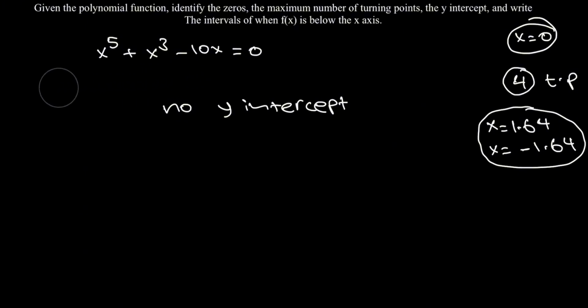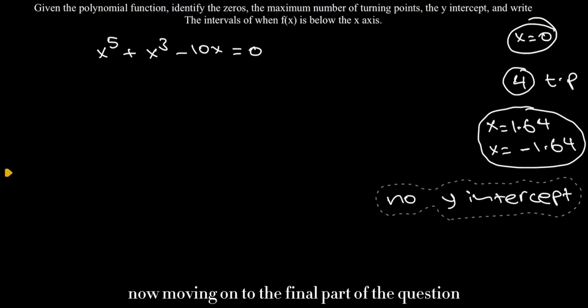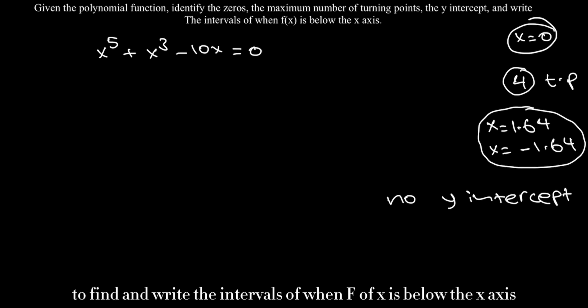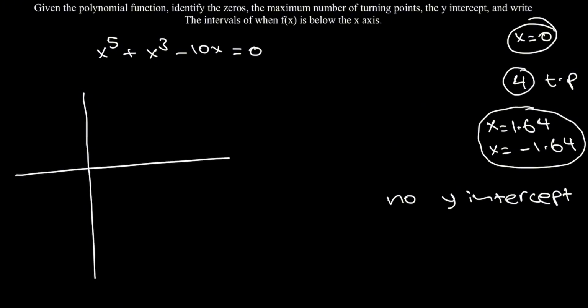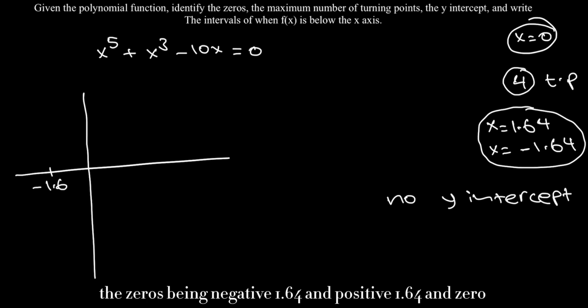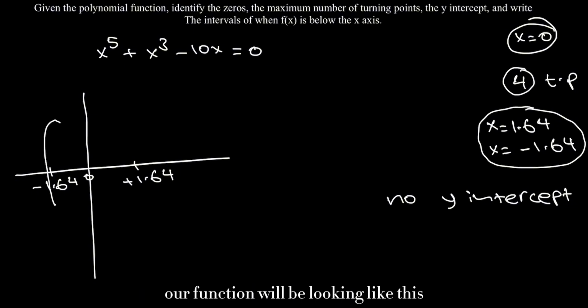Now, moving on to the final part of the question, and that is to find and write the intervals of when f of x is below the x-axis. We have to actually draw our function. Our function will look like this, the zeros being negative 1.64 and positive 1.64 and 0. Our function will be looking like this.